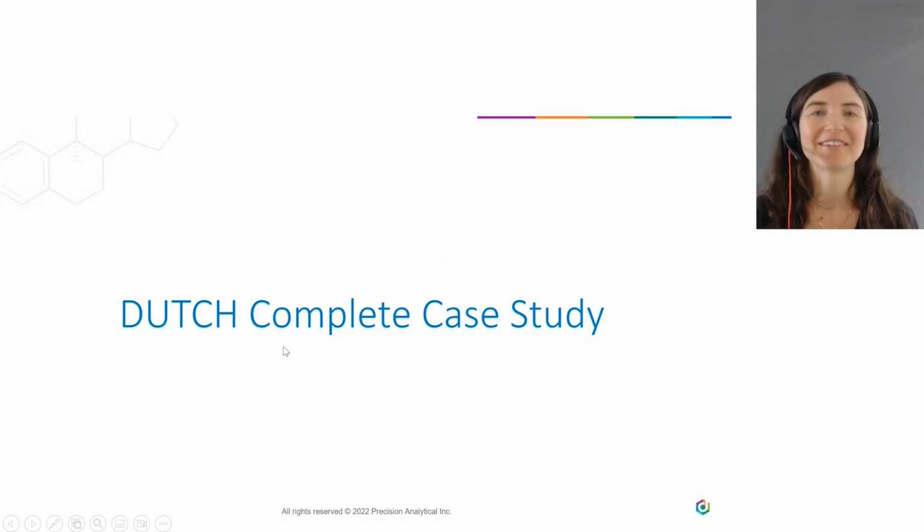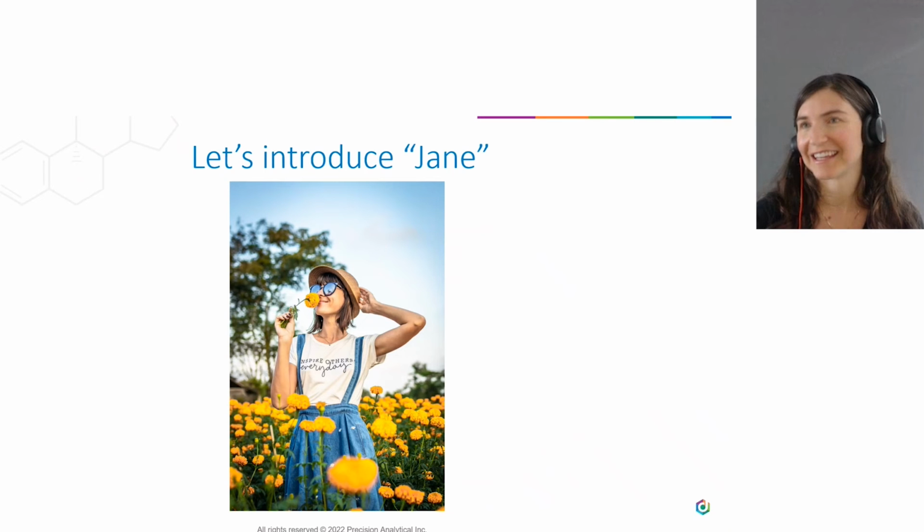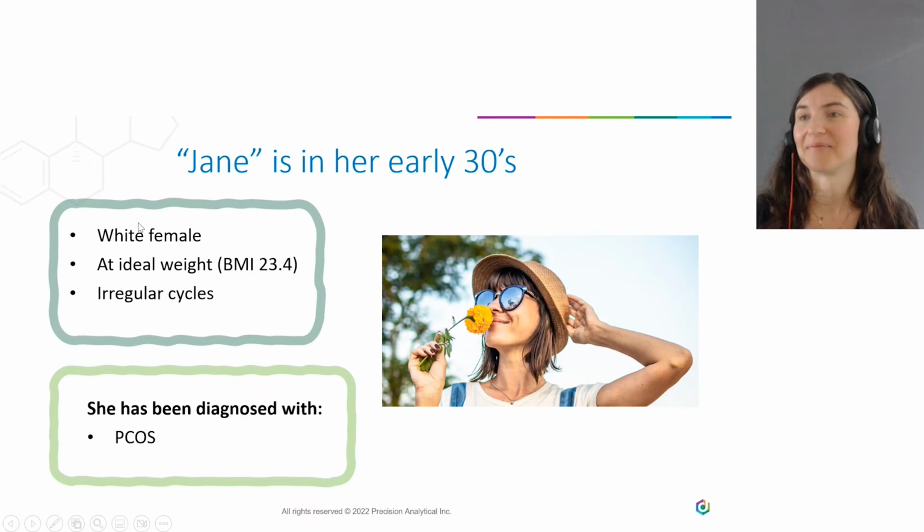All right, now it's time for the Dutch case study. Let's introduce Jane. This is Jane. She's out in a flower field. She says, "Inspire others every day." She's just a very positive person, but she does struggle with a lot of anxiety. She's in her early 30s. She's a white female at ideal weight. She's got these irregular cycles and she's been diagnosed with PCOS.